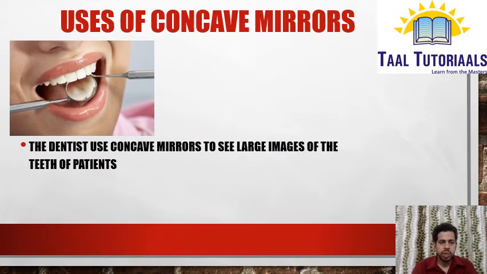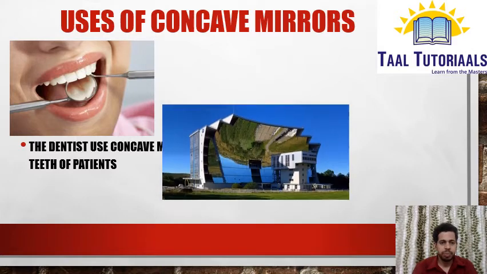The dentist uses concave mirrors to see large images of teeth of patients. So you can observe in the diagram, whenever they want to examine teeth, any problems in the teeth, they will use a concave mirror to enlarge the image of the teeth and they will check whether the teeth is having problem or whatever it is. So dentist can study the structure of the teeth and all by using these concave mirrors because it produces a larger image.